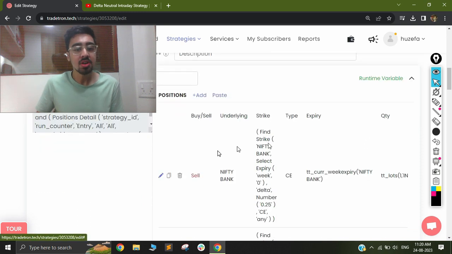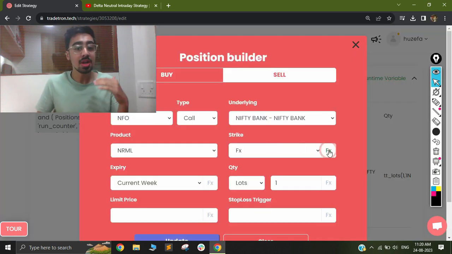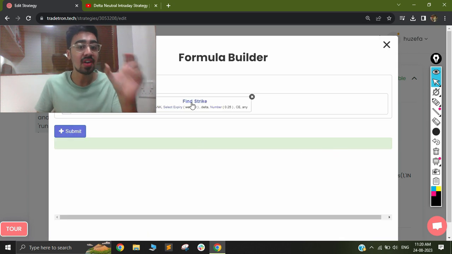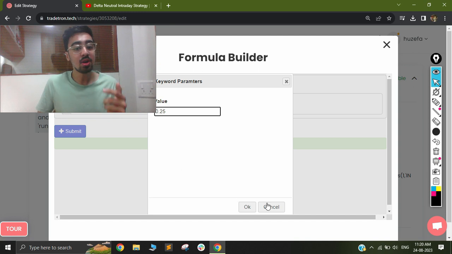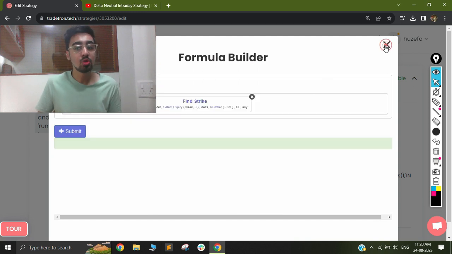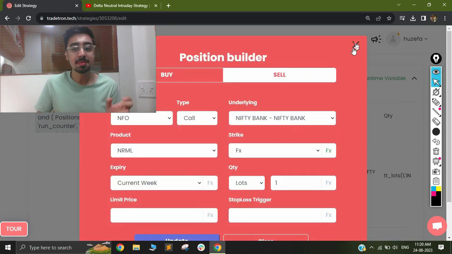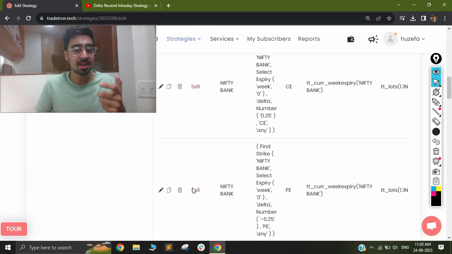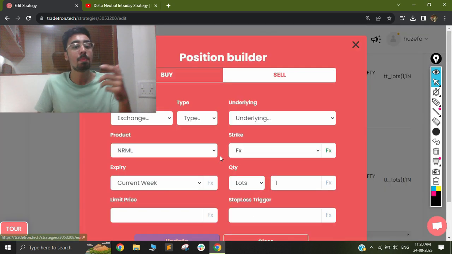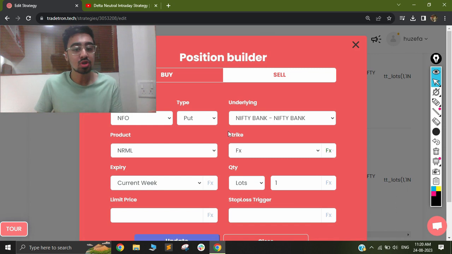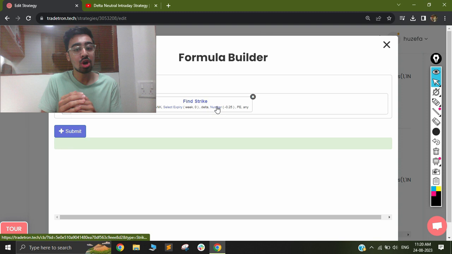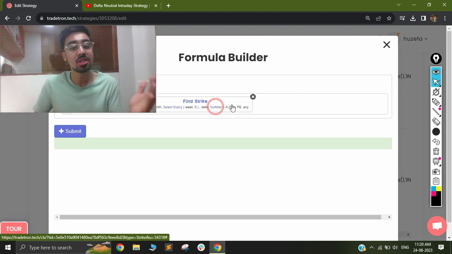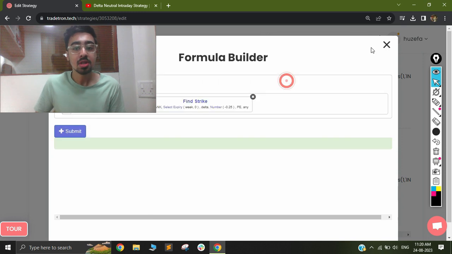Now in both I have used a keyword called find strike, and in find strike I have selected delta and a number of 0.25. Now whenever you are using delta, always use a decimal number and not the original delta number. So instead of 25, use 0.25. And now in my put instrument, I have used minus 0.25. This is because since all puts are negative in delta, I want to make sure I'm taking a minus 0.25 delta put. So with that understanding, we will now look at the runtime variables.